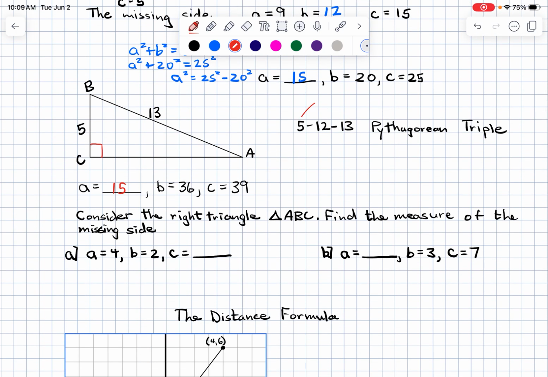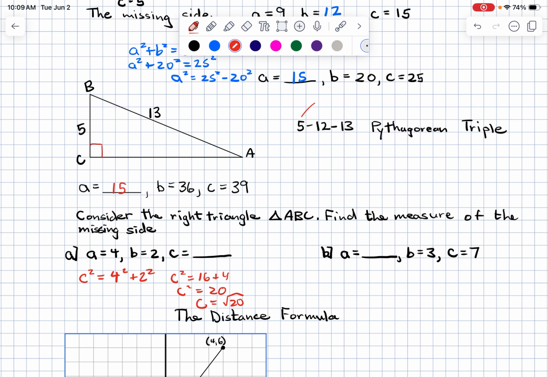Now, these down here, I've got A equals 4, B equals 2, C equals whatever. On these ones, you'd probably need to just calculate those out. Those don't look like any triple that we're familiar with. So you've got 4 squared plus 2 squared. And that gives you C squared equals 16 plus 4. C squared equals 20. So C equals the square root of 20.